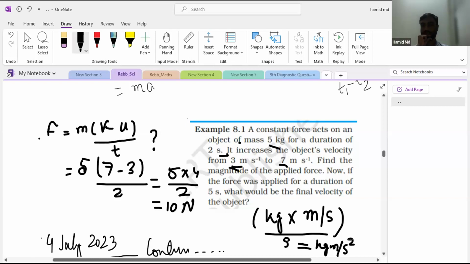The next part is saying that the duration time has changed to 5 seconds. So they're asking to find the final velocity. We learned in the last lesson that final velocity is equal to the initial velocity plus acceleration into time. So you are saying that final velocity v is equal to u, the initial velocity, plus a into t, right? Yes. You have written the same.